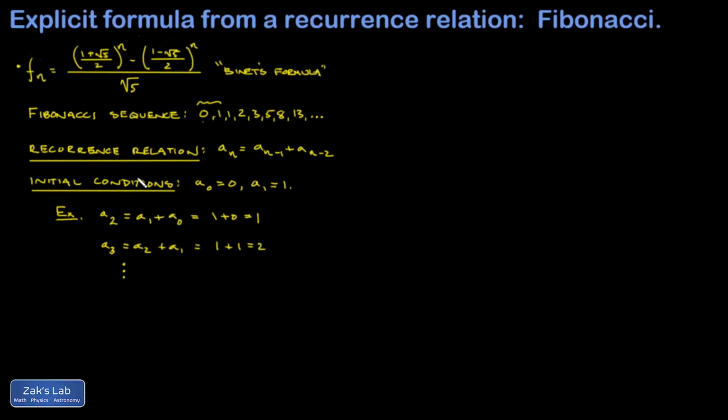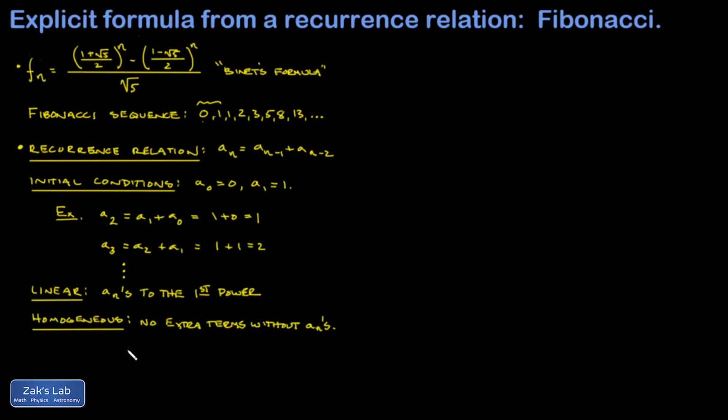And as it turns out, there's a systematic approach to this. This is a special kind of recurrence relation called linear and homogeneous. And more or less, linear means the an's in the formula are raised only to the first power. And homogeneous means there's no extra terms that don't have an's in them, like extra constant terms or functions of n or anything like that. So we look at our recurrence relation for the Fibonacci sequence. It's a simple linear homogeneous equation. All the an's are raised to the first power, no extra terms that don't involve an's.